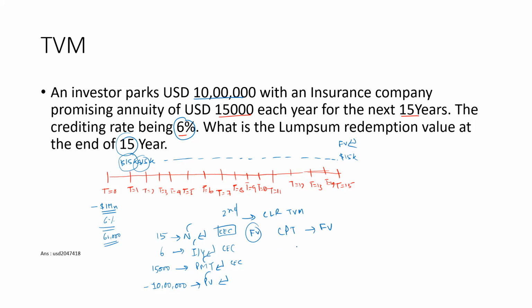Done, sir. How much is the value you're getting? 2047418. All of you are getting this value? Yes, sir. So what does it mean? It means that the 1 million has become this value after 15 years, after paying 15,000 annually. So we are talking about an investment that pays me 15,000 US dollars every year, where the crediting rate is 6% and the rest of the money is reinvested. And at the end of 15 years, the lump sum value that I'm going to get is 2 million something.